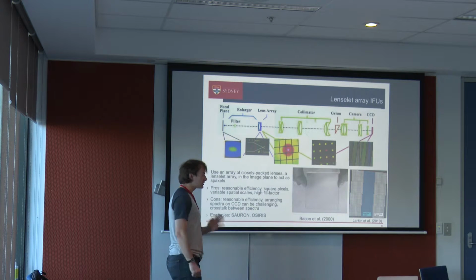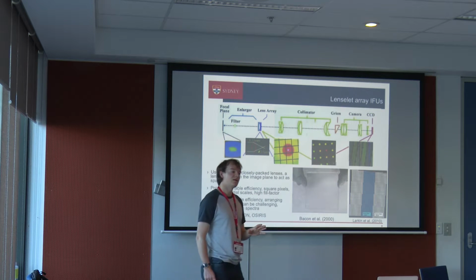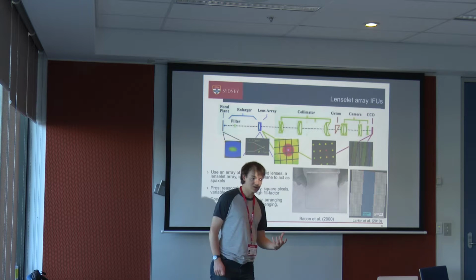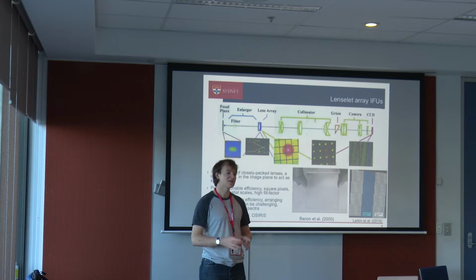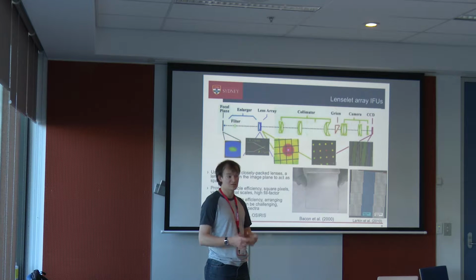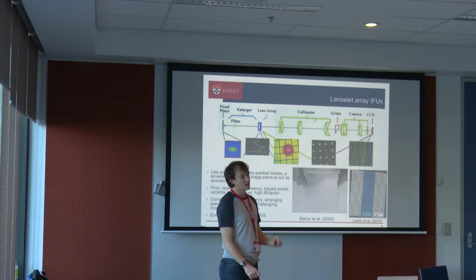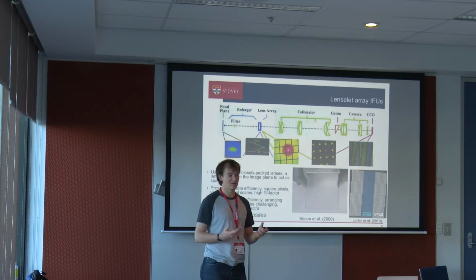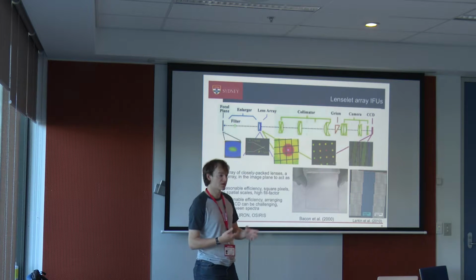So, lenslet array IFUs. I talked about these a little bit in the previous slide. What you're doing here is you're taking a physical array of lenses, putting that in your image plane, and using that to effectively pixelate your galaxy. And behind each of those lenslets, you effectively have a prism or a slit that's spreading the light out into a spectrum.